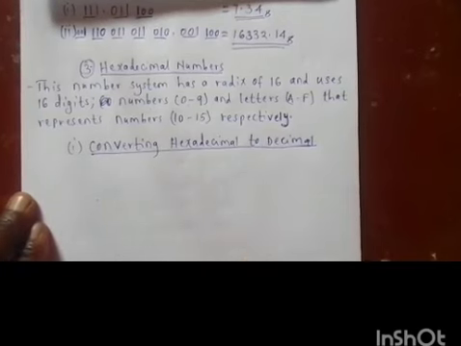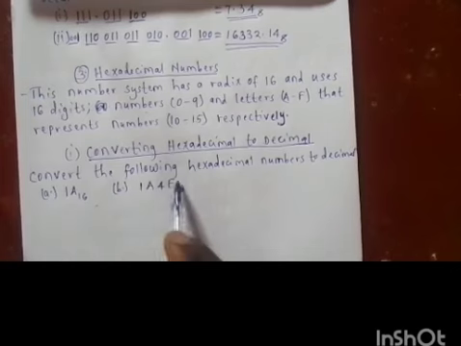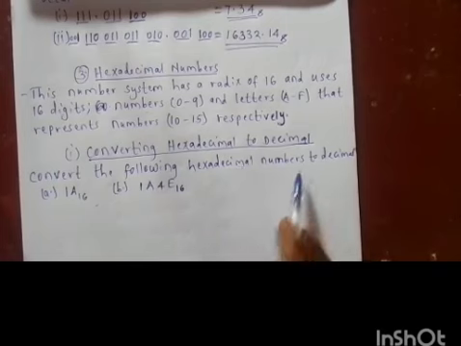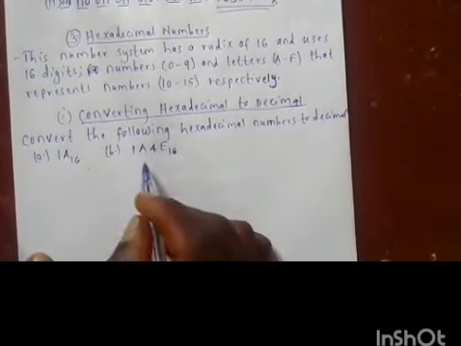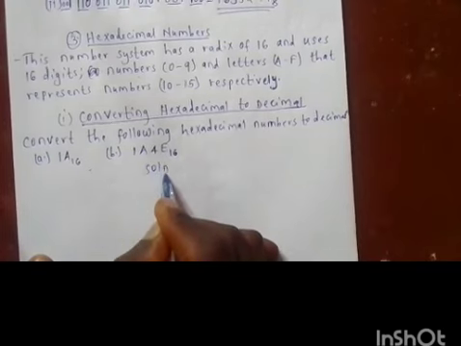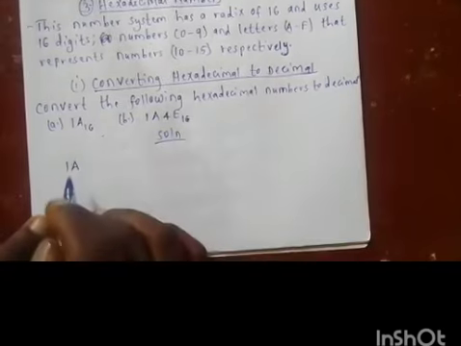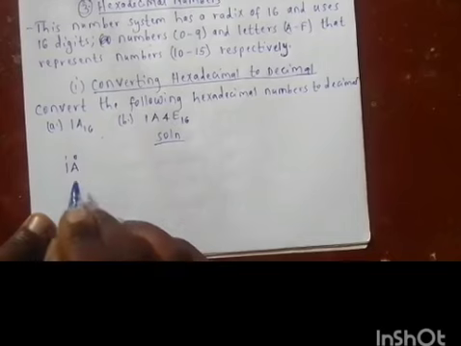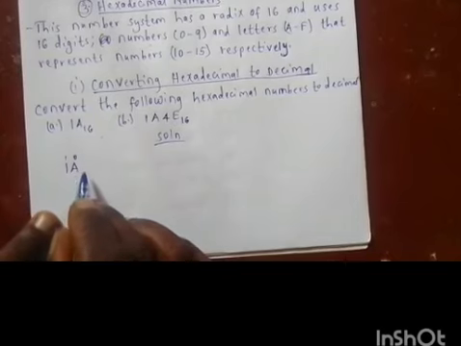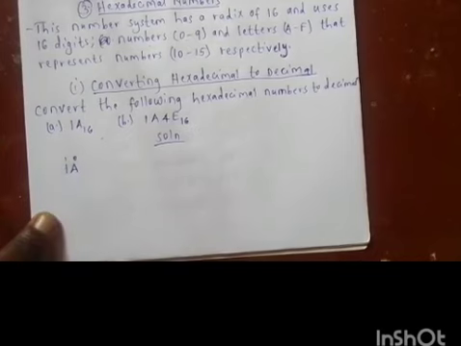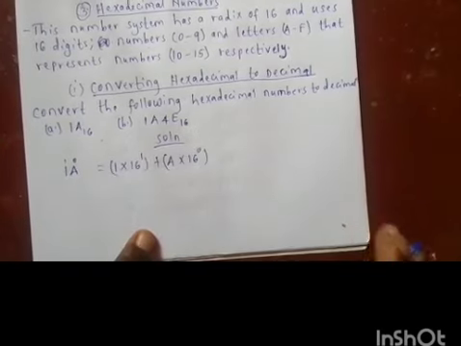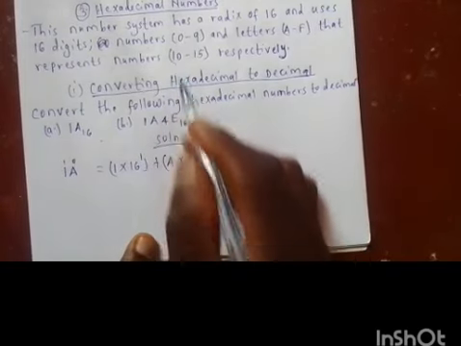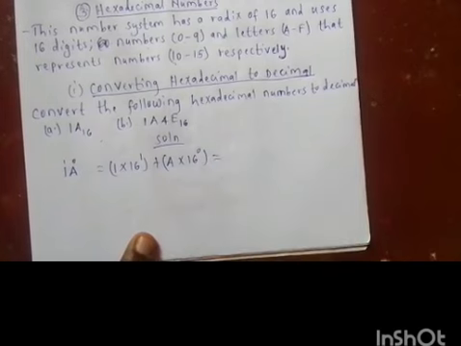So you are going to convert the following hexadecimal numbers to decimal. So let us see. So by numbering, you have 0 and 1. So we multiply each digit by 16 to the power of these numbers. So it becomes, but A represents 10. So it becomes, so the answer becomes 26.